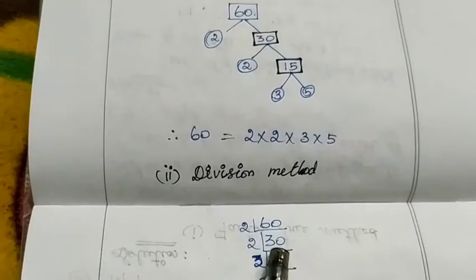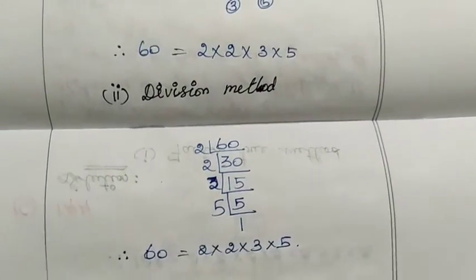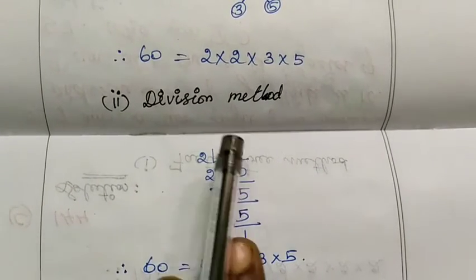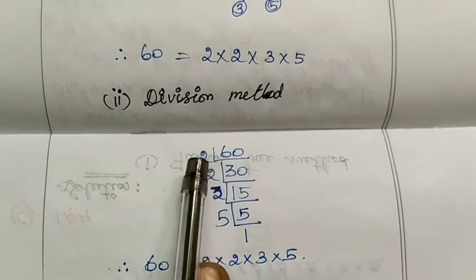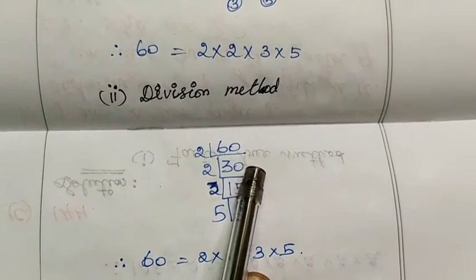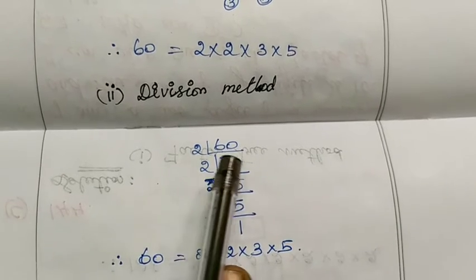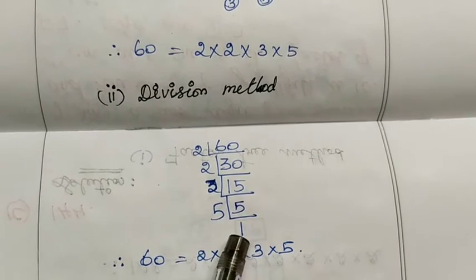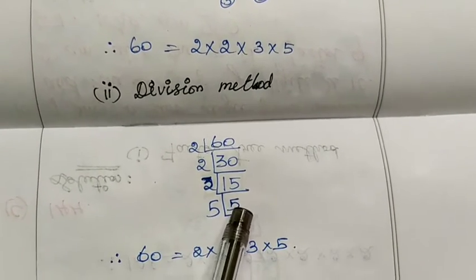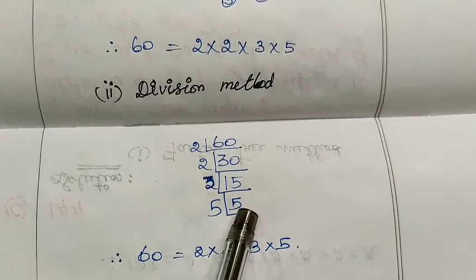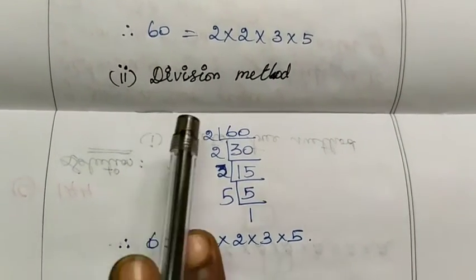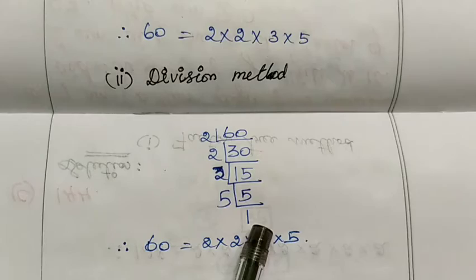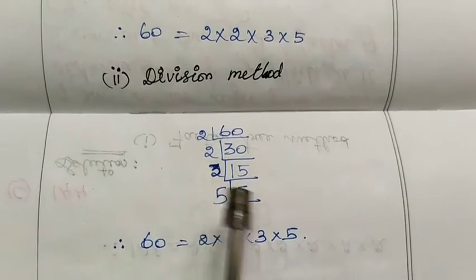Next we are going to see the division method. Division method is nothing but an LCM method. First we take the number 60 and take the number 2 table. 30 twos are 60. Next again we put the 15; 15 twos are 30. Next 15 comes in 3 table. 5 threes are 15. So finally we get the number 5. Again take the 5 table, 1 five is 5. Therefore finally we get the factors: 60 equals 2 into 2 into 3 into 5. Don't write the number 1 because 1 is not a prime number or a composite number.